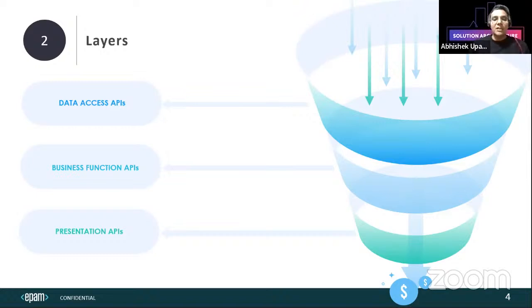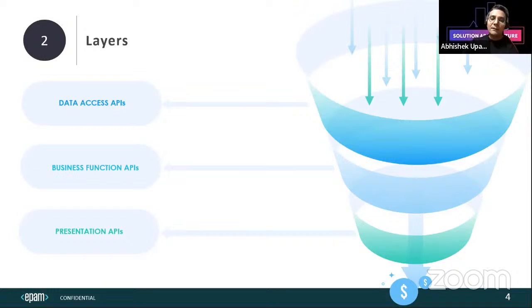There are some business function APIs which expose a business functionality, and there are some APIs which can be called presentation APIs, which are very close to the end user. They are either consumed by user interfaces, or they are directly consumed by the end users. And these APIs can be monetized also.